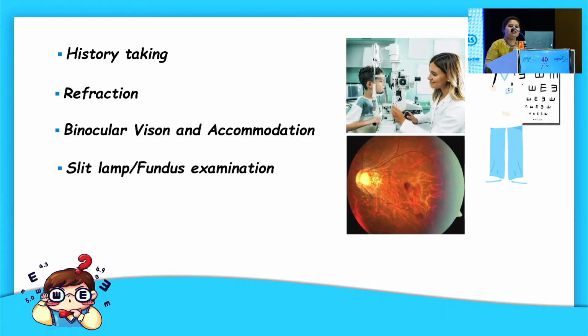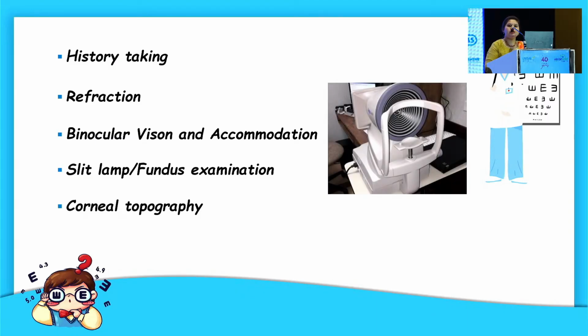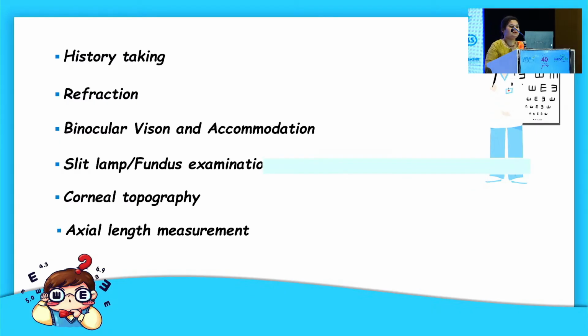Slit lamp examination is done to rule out secondary causes of myopia and any possible syndromic associations, and a good dry eye evaluation also has to be done if we are considering contact lenses. Fundus examination is done to rule out posterior segment pathology or any degenerative retinal disorders. A corneal topography can be done in case we are considering contact lenses or the orthokeratology lenses.